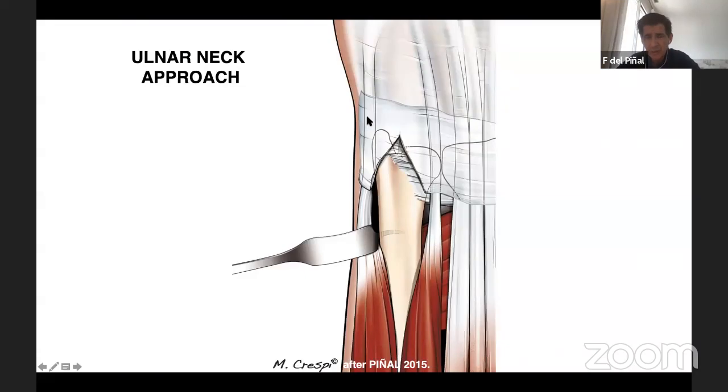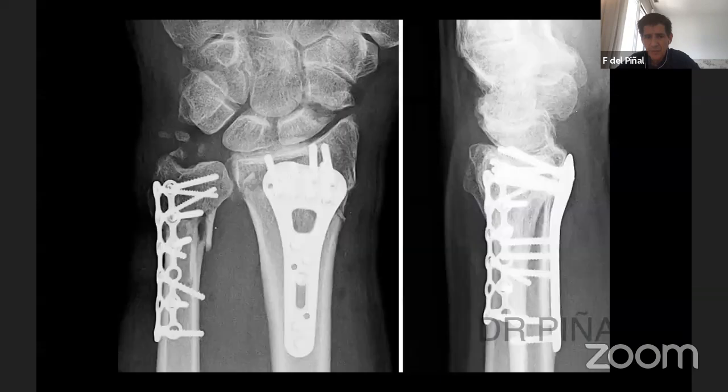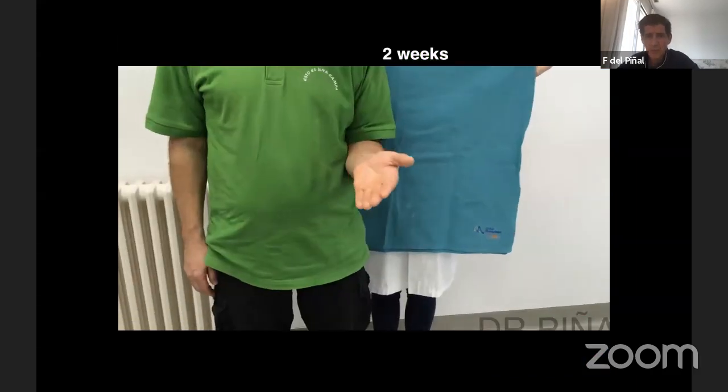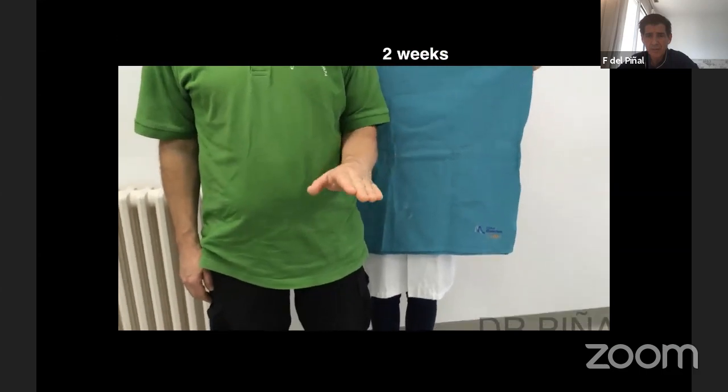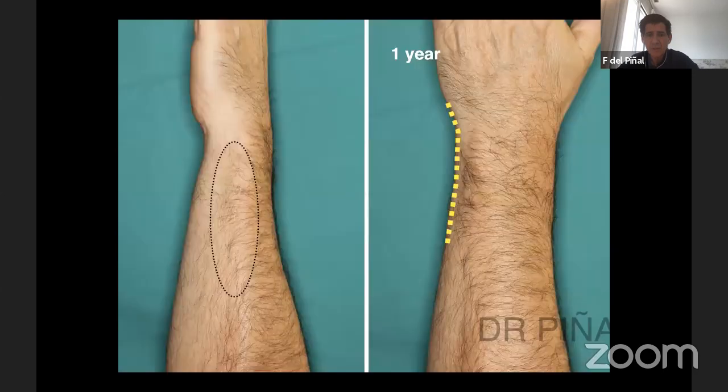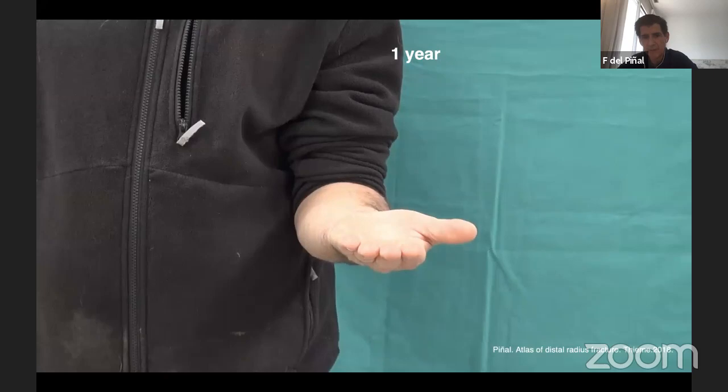And I use an ulna head approach. For this patient, these screws here are locked and allow the patient to start range of motion. This is 2 weeks, and this is 2 weeks after. This is 1 year, and what I would like to highlight is how the plate is still in place and there is the contour. This patient has not had any pain in the ulnar part of the joint, which is a problem with higher profile plates.